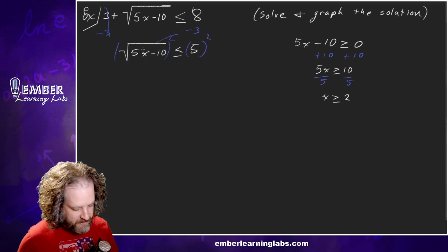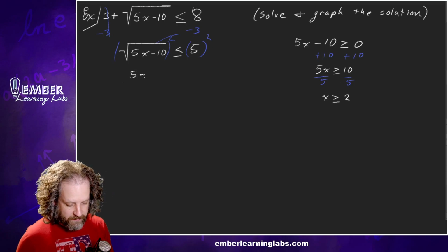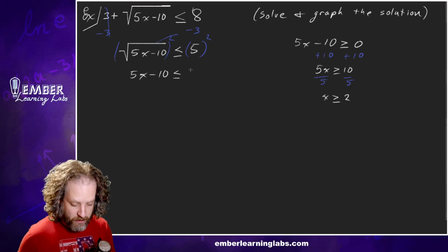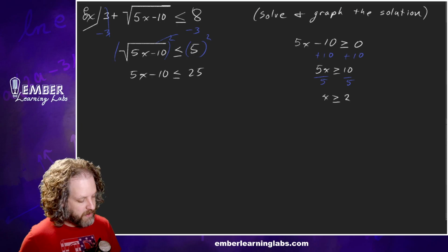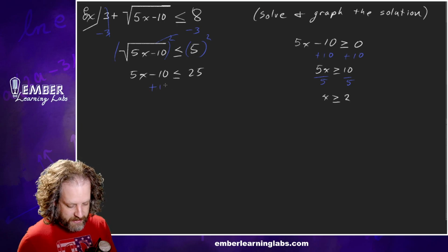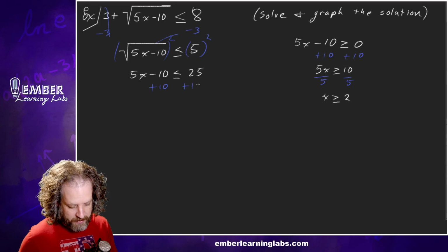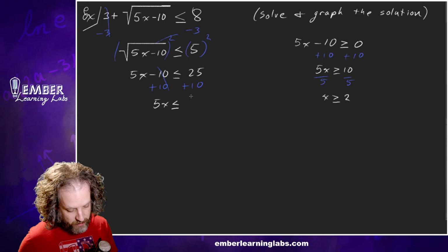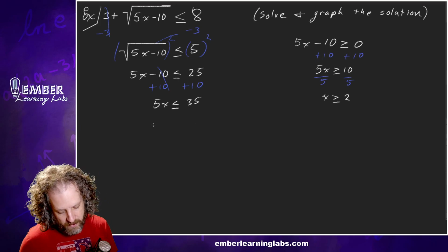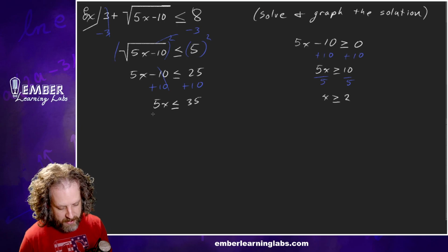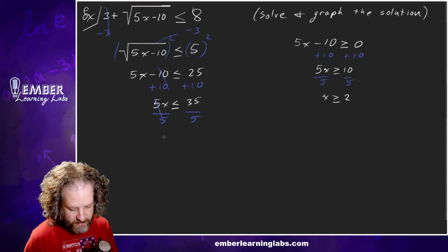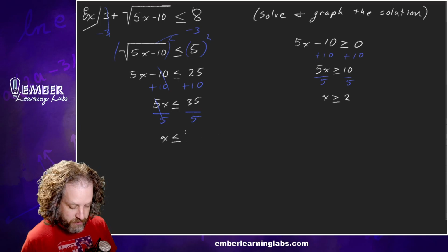It's going to cancel on this side, leaving us with just 5x minus 10 is less than or equal to 5 squared, which is 25. You get rid of this 10 by adding 10 to both sides, plus 10 and plus 10. So then we have 5x is less than or equal to 35. And then we're going to divide by 5 on both sides. Divide by 5, divide by 5. So x is less than or equal to 7.